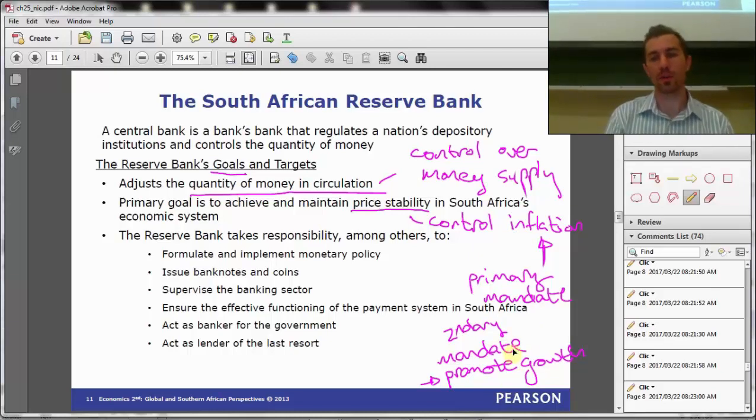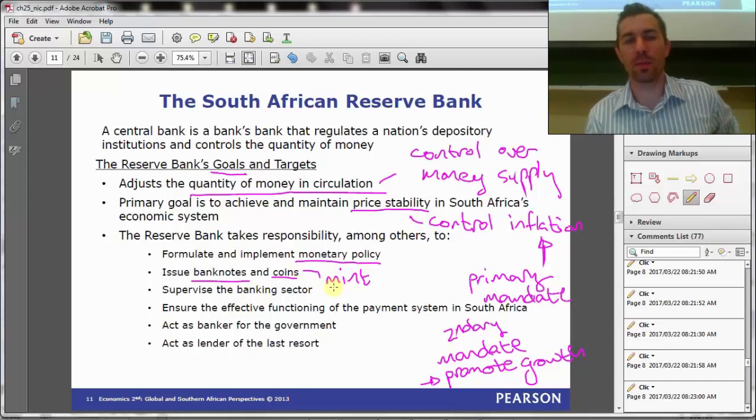In doing so, it formulates some sort of monetary policy. In other words, its monetary policy is aimed at achieving price stability and secondary growth targets. So monetary policy, that's what it controls, that's what it does, number one. The other things that it does, well, it actually issues banknotes and coins technically, except that coins are produced by the mint, not the Reserve Bank. Only the banknotes are made by the Reserve Bank. The coins are made by the mint, and the mint is a separate entity to the Reserve Bank.